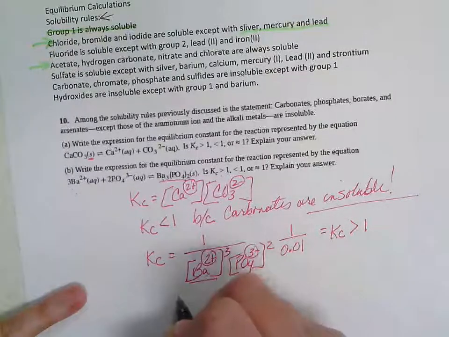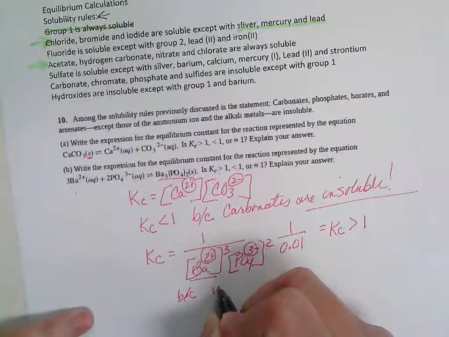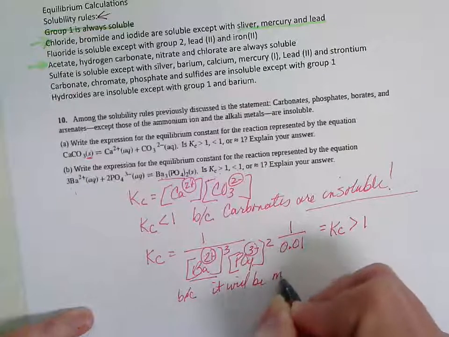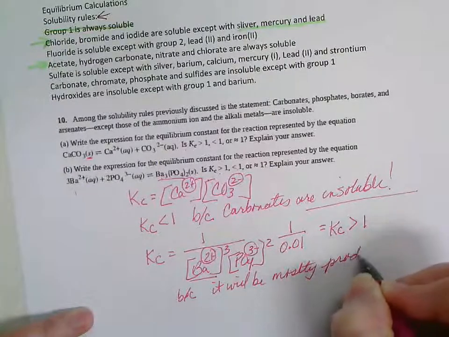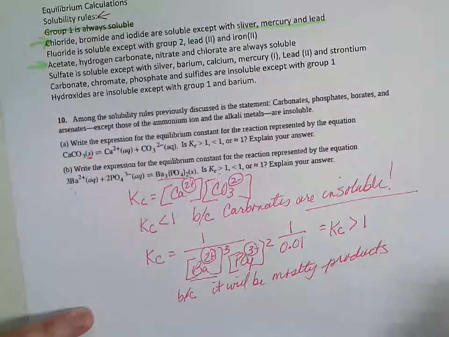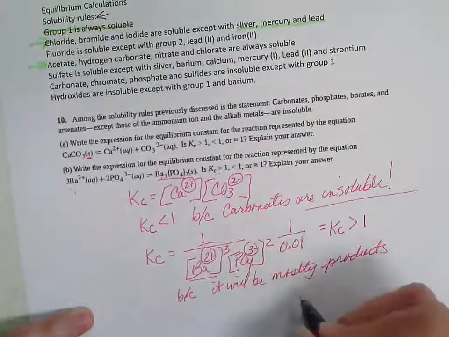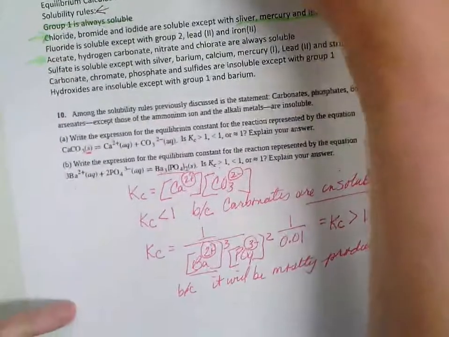And it's again for the same reason, because it will be mostly products. And since that number can't change, it's going to be 1 divided by a very small number. It's going to be a large number.